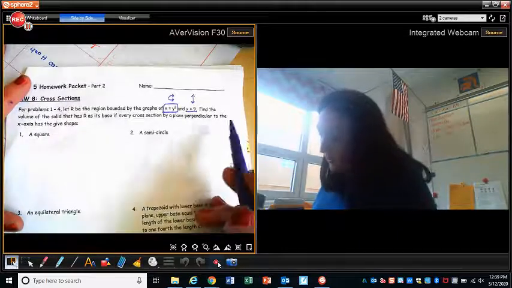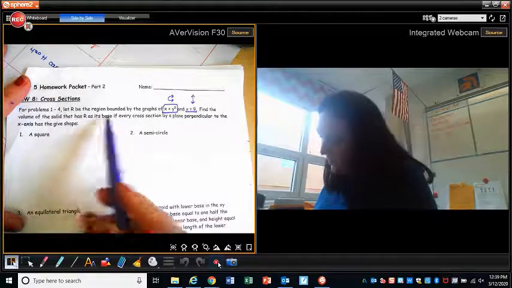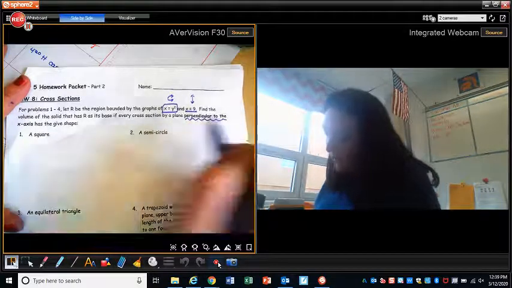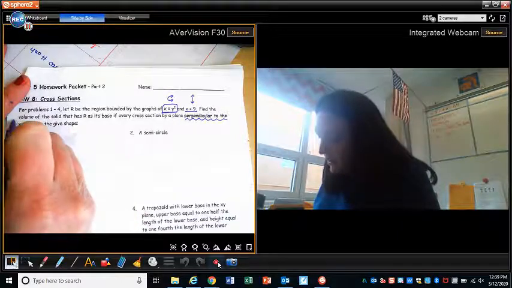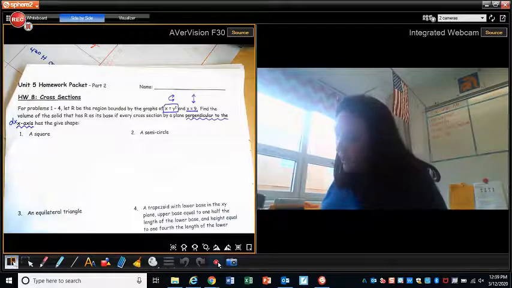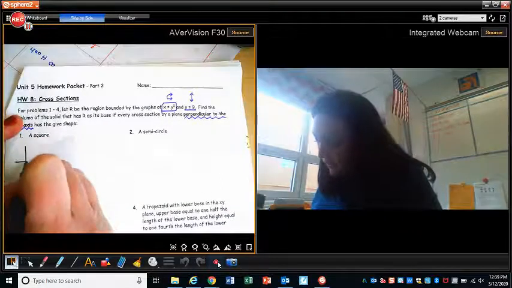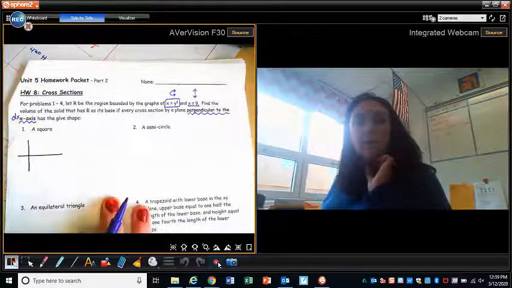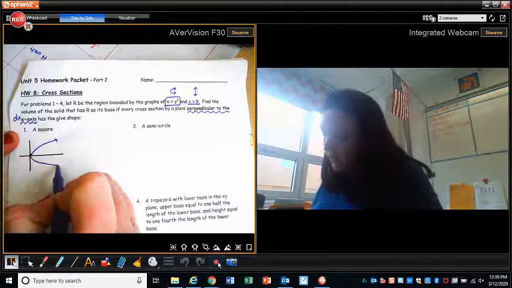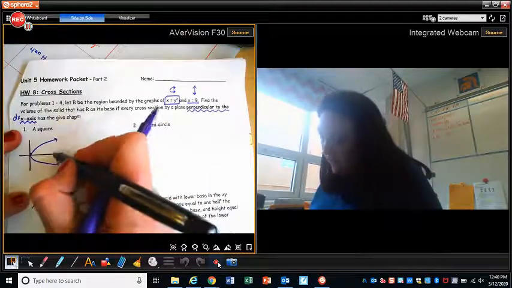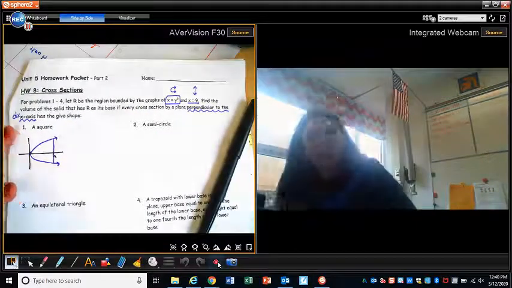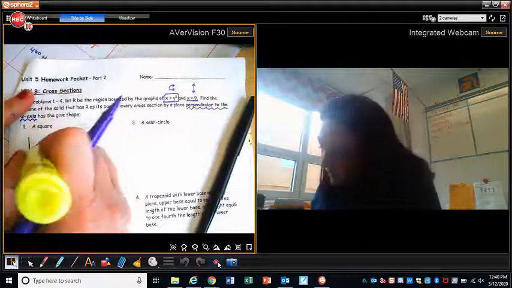And then what we're supposed to do is find the volume of the solid that has this base and every cross-section perpendicular to the x-axis. As we remember, that means dx has the given shape. So for this first one, I'm going to draw my xy axis. It's going to be a sideways parabola opening to the right. I have x equals 9. And then I'm just going to shade that in or highlight that in right here.